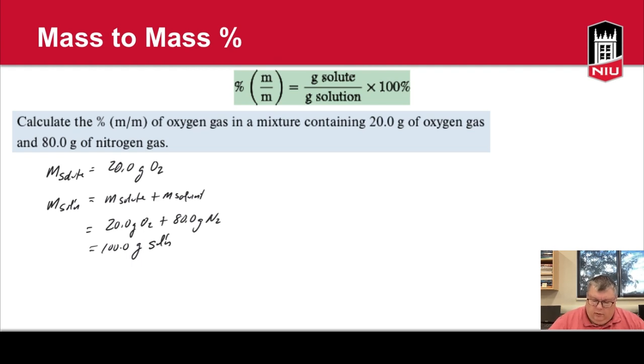So now, percent mass to mass is equal to 20.0 grams of O2 over 100.0 grams of solution times 100 to make it a percent, and that is 20.0% O2.